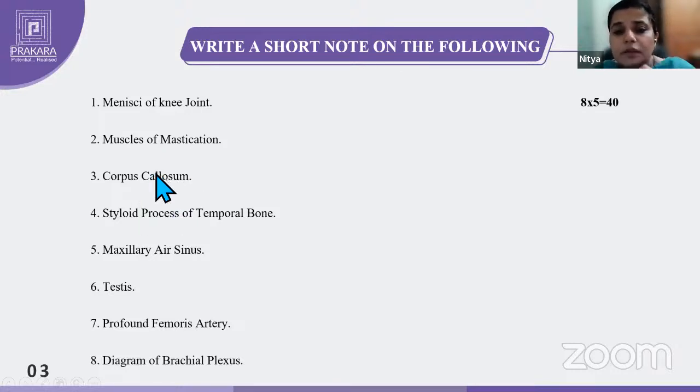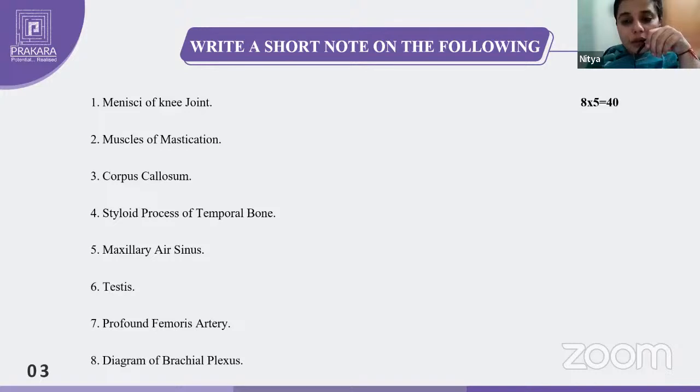Next, corpus callosum. Corpus callosum is basically a bundle of white fibers or axons present between the two cerebral hemispheres, right? So what does this corpus callosum do? It is mainly responsible for the transfer of information. It is not a projection fiber. It is a commissural fiber connecting the two cerebral hemispheres.